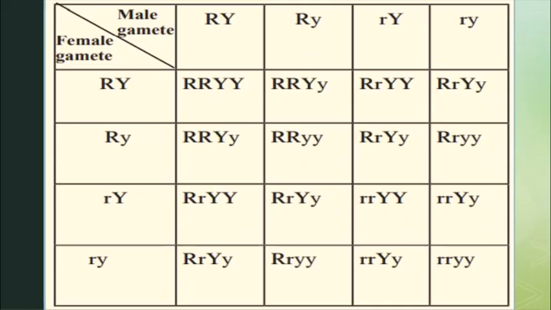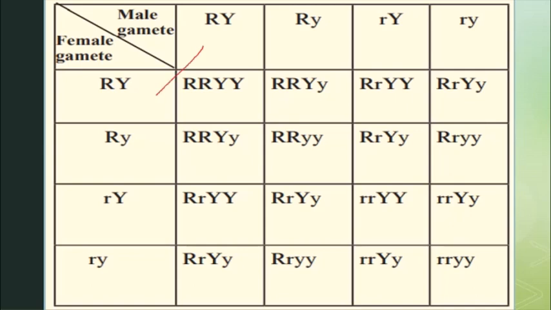Now let's put all the gametes, the male and the female gametes, in the Punnett square. Here we will write the male gametes and here we will write the female gametes, whatever gametes we found earlier. Now when we start the Punnett square, you have to make a cross between these two. For example, first I will make a cross between this and this.